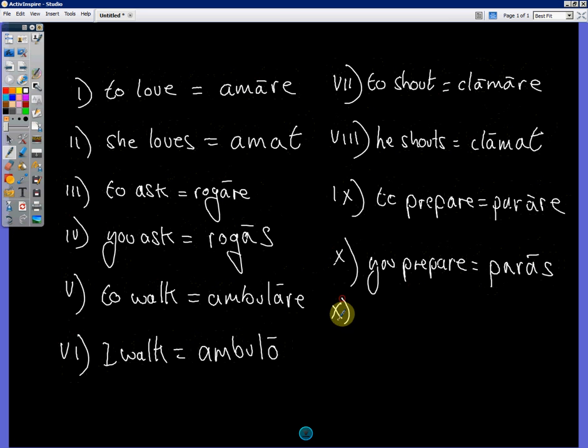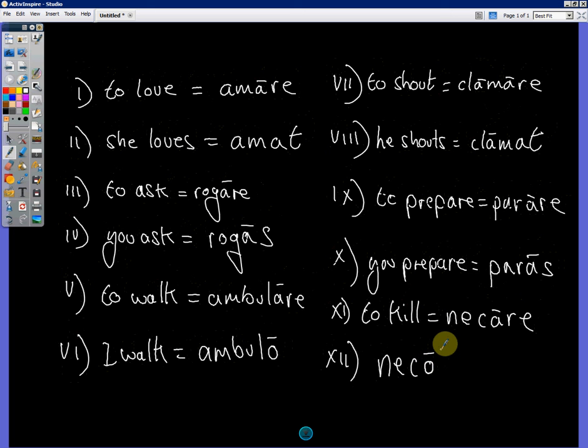Number 11 was to kill. Infinitive: necare. And number 12 was I kill. Go to the infinitive, take off the RE, take off the A as well because Latin doesn't like the A and the O together, and that gives us neco, I kill. So that was question A: translate those English forms into Latin.